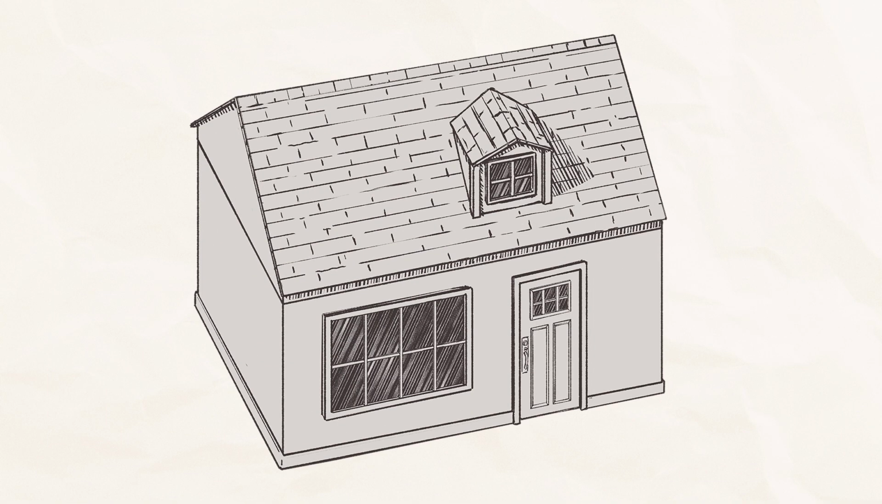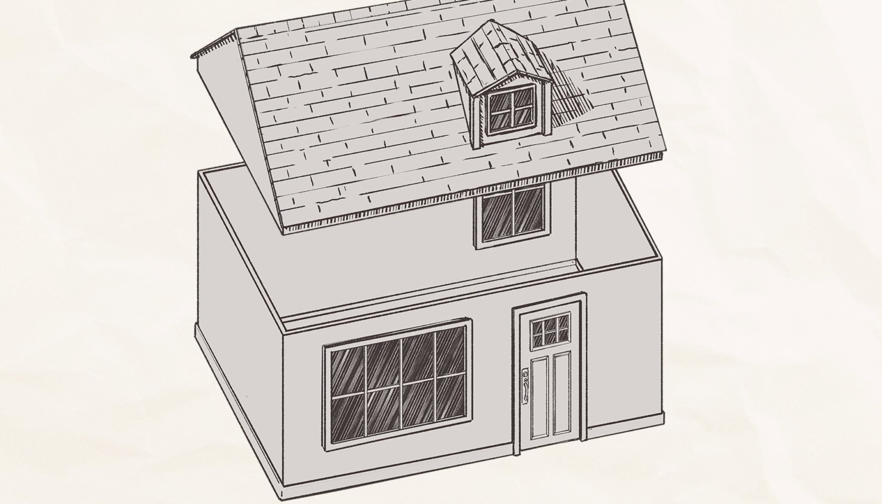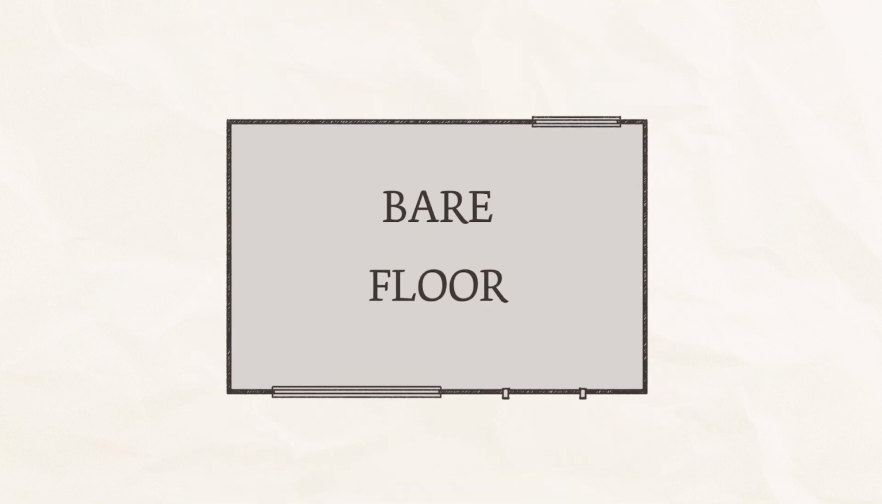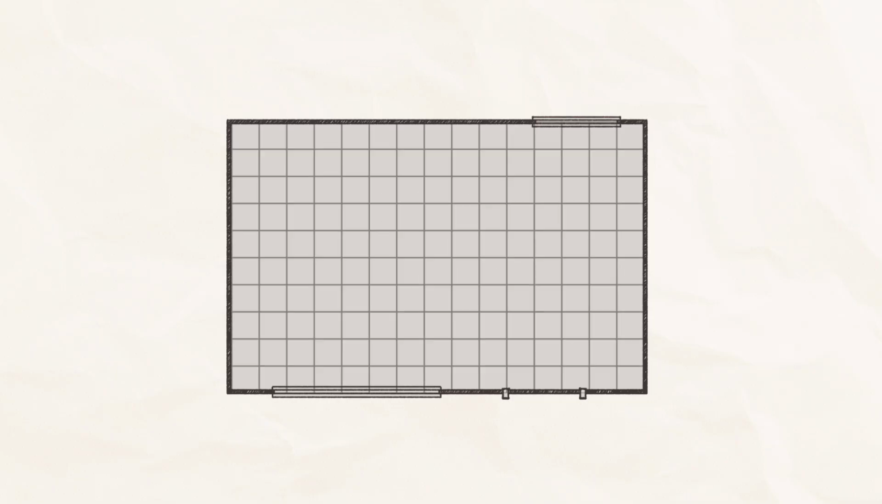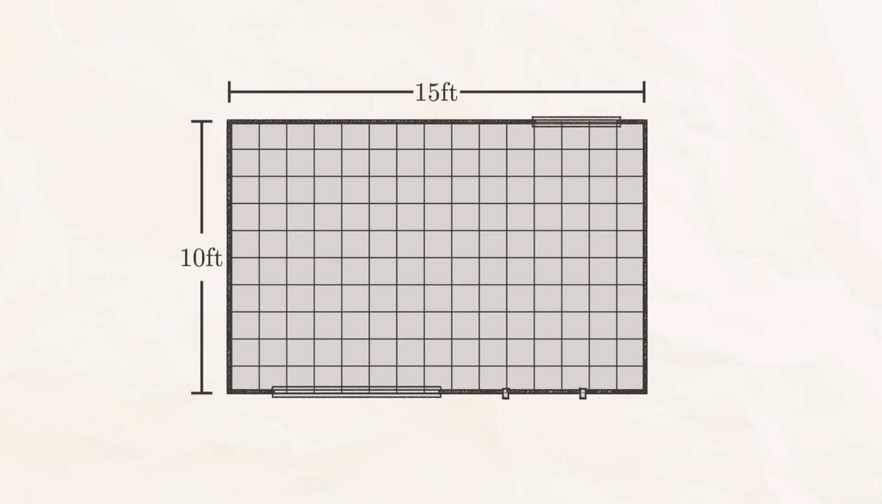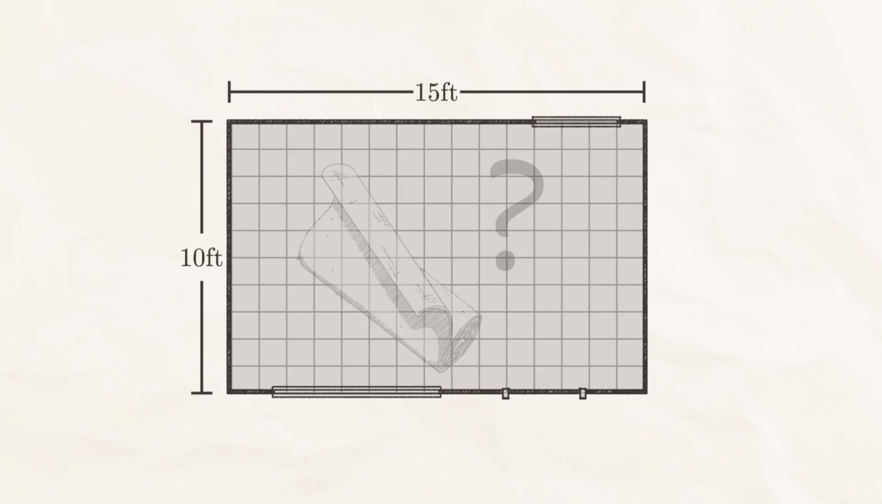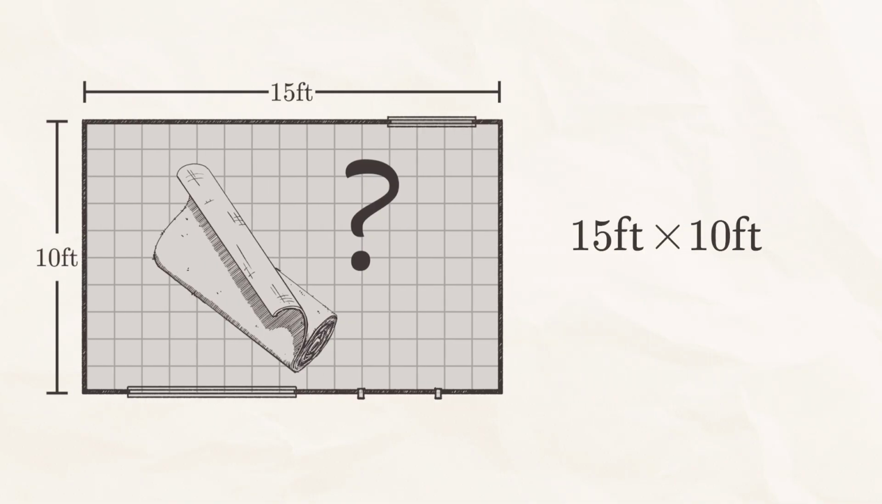Here's a house. It's a pretty small house, only 1 room, and we need to buy some carpet for it. How many square feet of carpet do we need to buy to cover the bare floor? This house is only 10 feet by 15 feet. So, how many square feet of carpeting do we need to buy? The way to find the area of a rectangle is to multiply the width by the height. In this case, it's 15 by 10 feet, which is equal to 150 square feet.